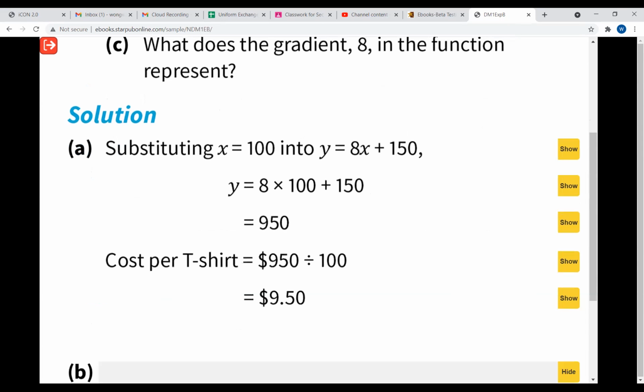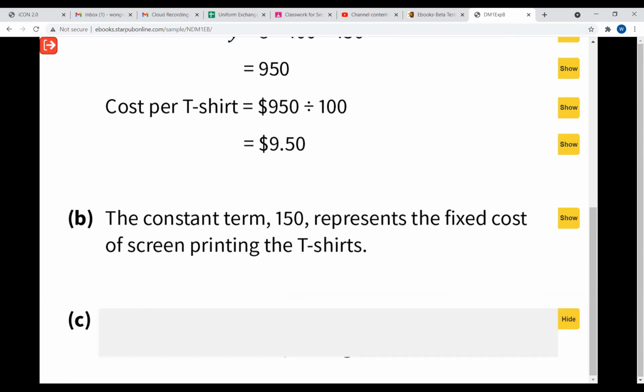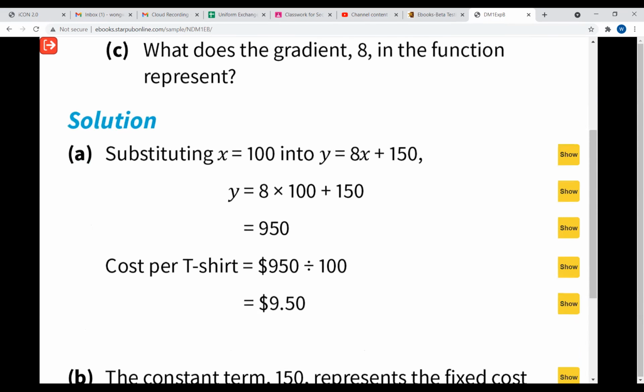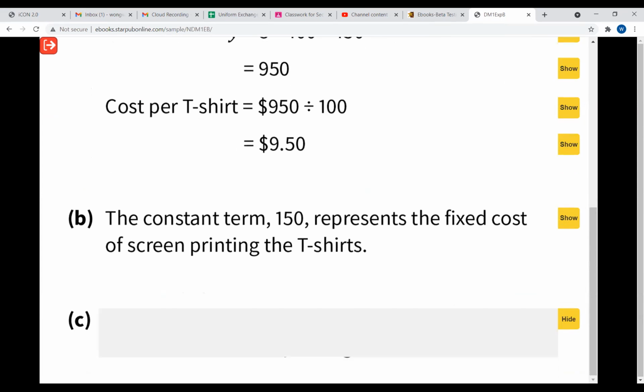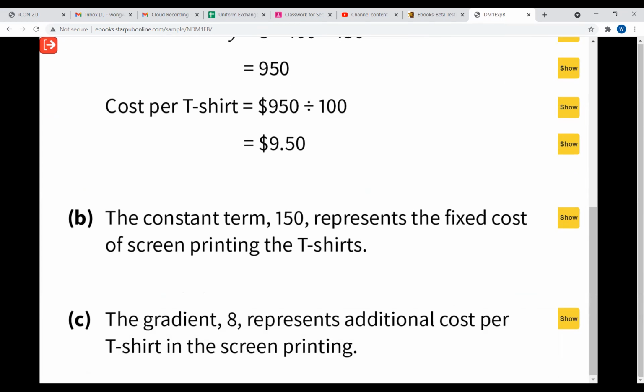So what does it represent? In our explanation, we say it's just the fixed cost of printing the t-shirt, regardless of how many t-shirts you are printing. And finally, what does the 8 represent? The proper term to use is fixed cost. So what does 8 represent? It represents the extra cost per printing of the t-shirt.